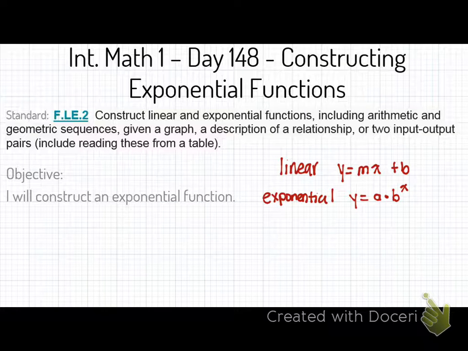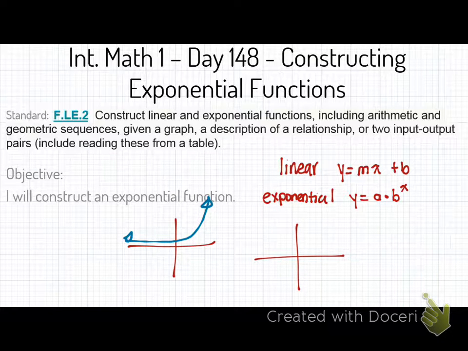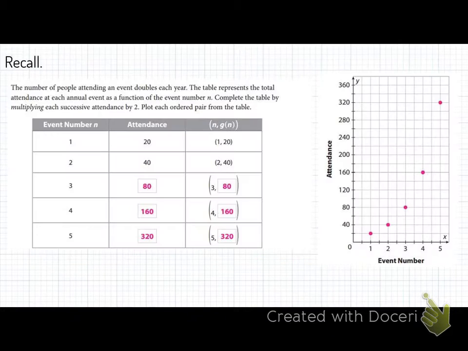There are two kinds of graphs for exponential functions. There's exponential growth that looks like this from left to right on the x and y axis. And then there is exponential decay, which looks like this. So this is exponential growth, exponential decay. Turn to your neighbors and tell them what exponential growth and decay look like, and give them an example of exponential growth and exponential decay. Okay, go.